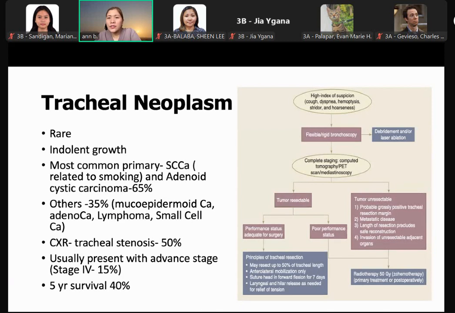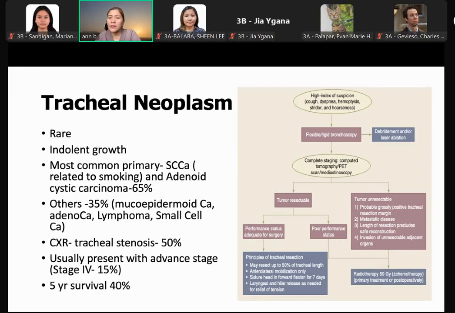So have a high index of suspicion when the patient presents with cough, dyspnea, hemoptysis, stridor, or hoarseness. Do a flexible or rigid bronchoscopy. If you see a lesion, do a biopsy right away. Or, because the tumor creates a stenosis, debride and or do laser ablation if you can. Then do a complete staging through CT imaging or PET scan with mediastinoscopy. Mediastinoscopy is just removing or getting a sample for biopsy.